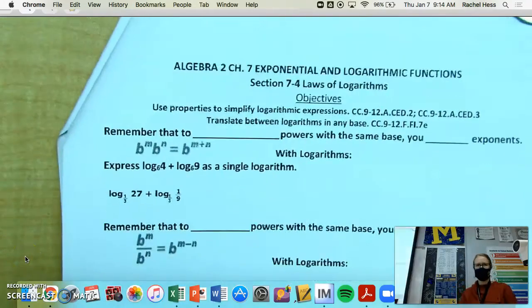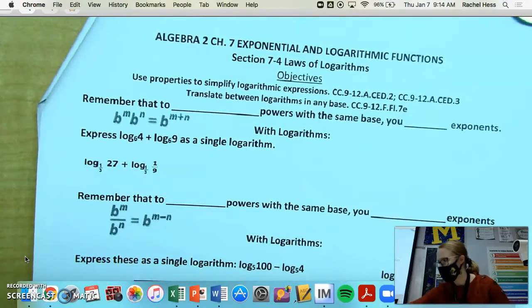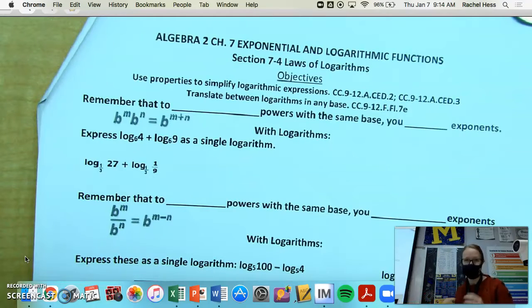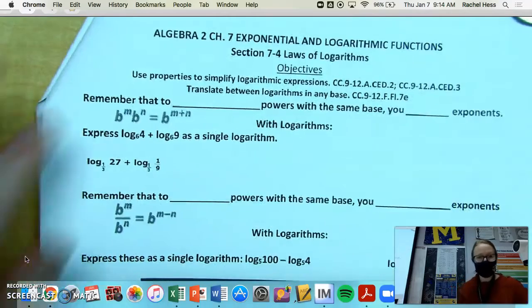Today's lesson, we're going to use the laws of exponents that we already know to help us with the laws of logarithms. And it's going to be a nice throwback to Algebra 1. In fact, my Algebra 1 students are taking a quiz on this stuff tomorrow.